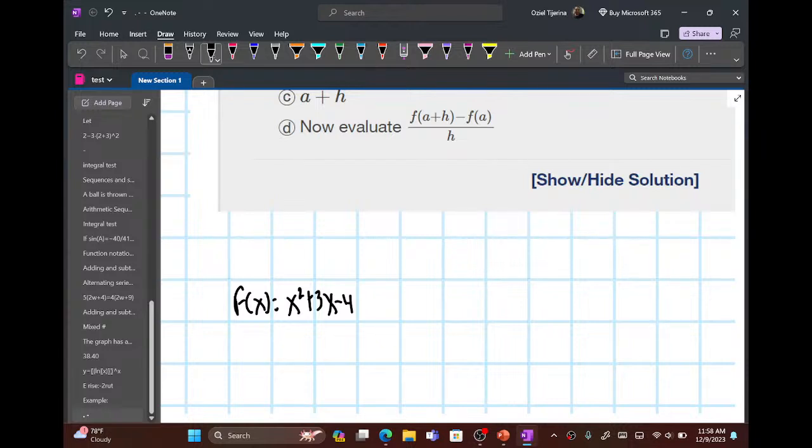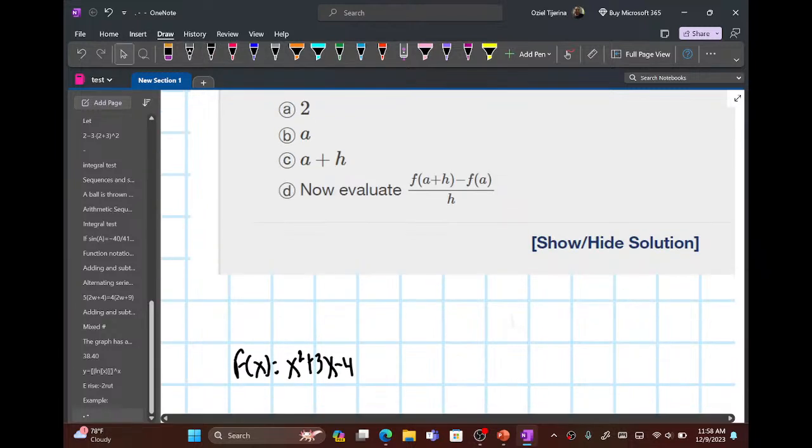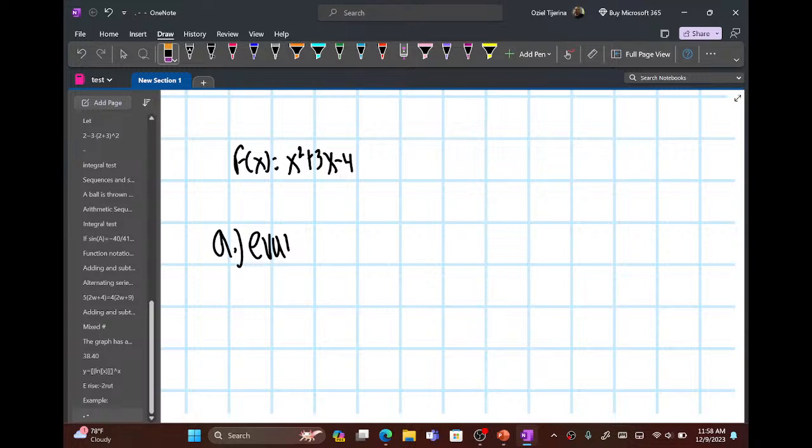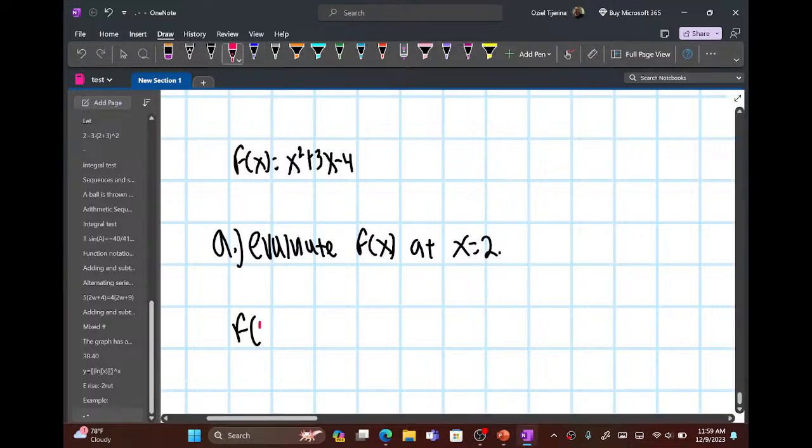So like I was saying, this first part, part A, basically evaluate f of x at x equals 2. In other words, we want to know what f of 2 is.